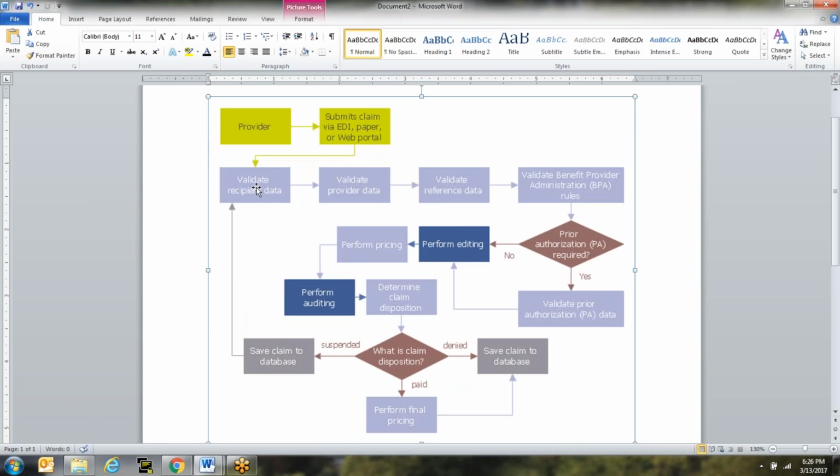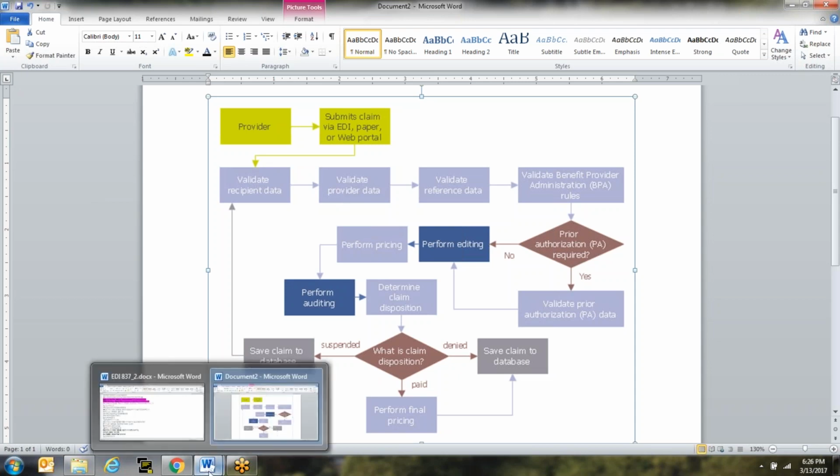So recipient data is verified. If this is not correct, it will be rejected. If this is correct, then it moves on to the next step. Validate provider data. We check, or the system checks, where this data is coming from. What hospital, what medical provider is sending this data?